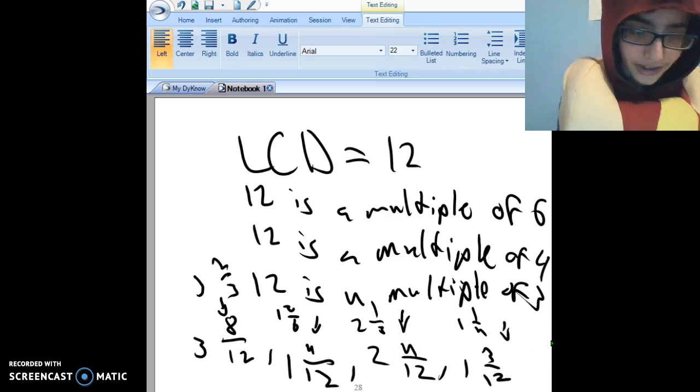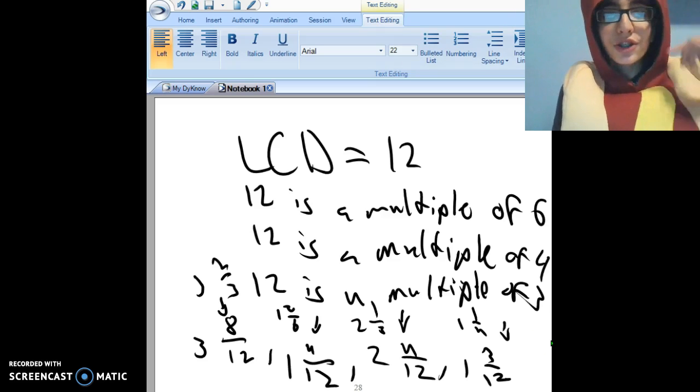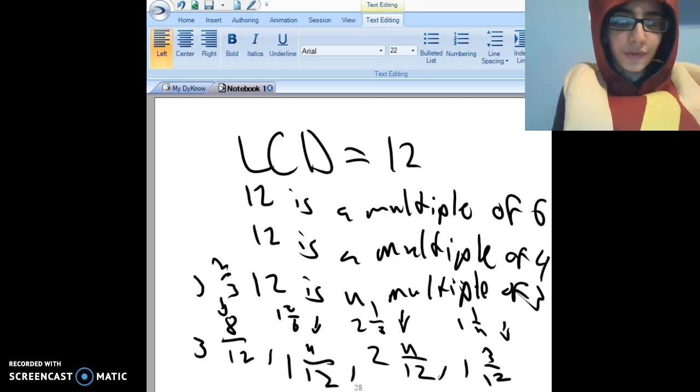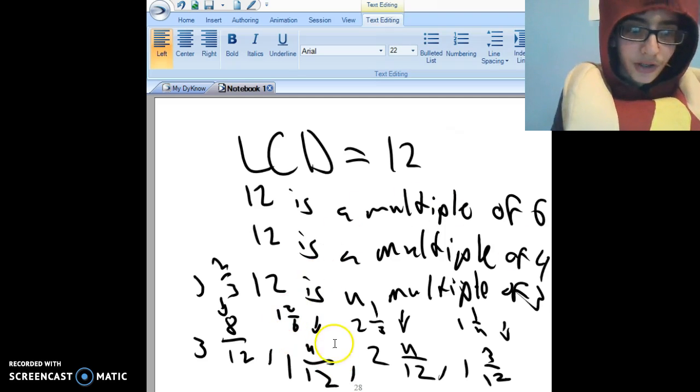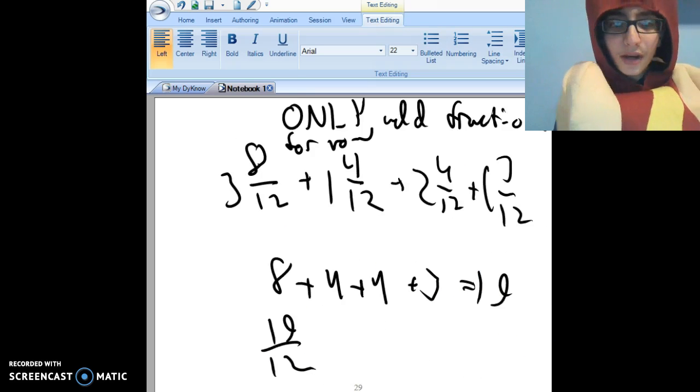So here's what we do to get this. 3 times 4 equals what? 12. Then we have to do the same to the denominator as we do to the numerator. So 2 times 4 equals 8. 6 times 2 equals 12. 2 times 2 equals 4. 3 times 4 equals 12. 1 times 4 equals 4. 4 times 3 equals 12. 1 times 3 equals 3. Now they all have the denominator of 12.